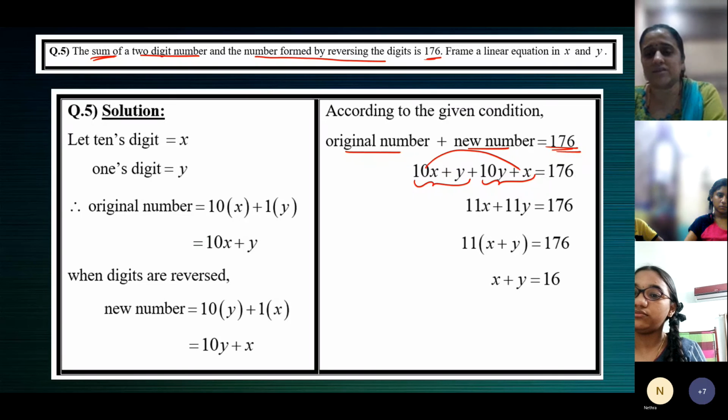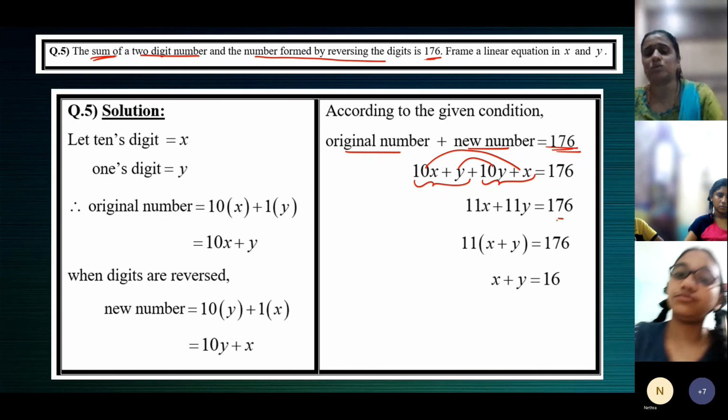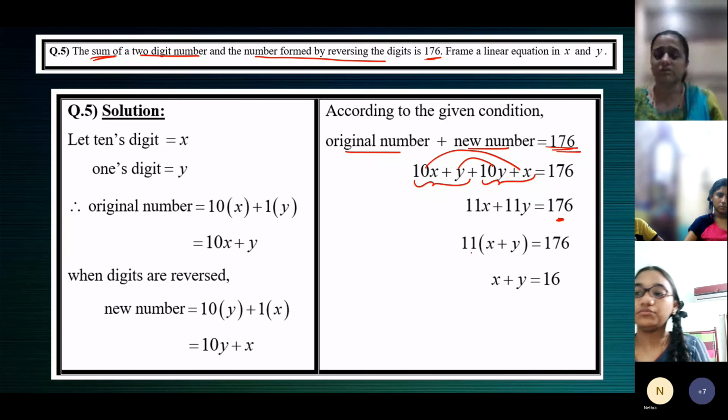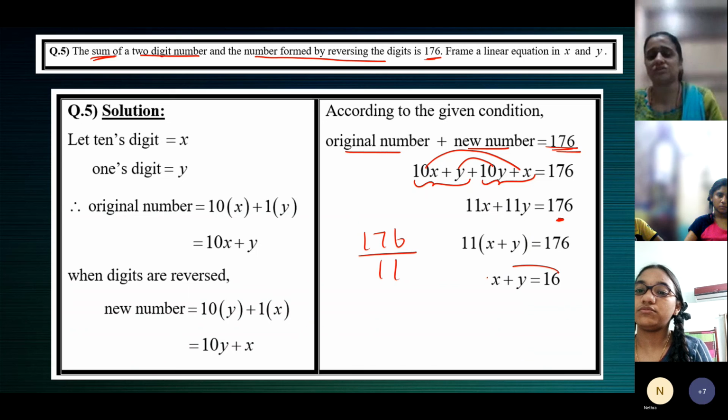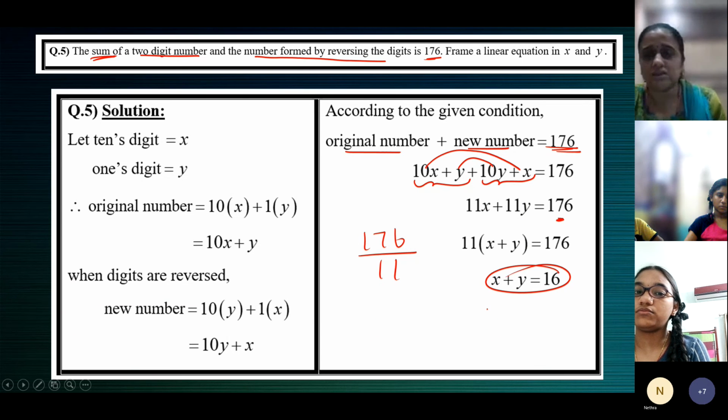So 10x and x, 11x plus 11y is equal to 176. 11 common. x plus y is equal to 176 by 11. 176 divided by 11, which is 16. x plus y is equal to 16 is the required linear equation in x and y.